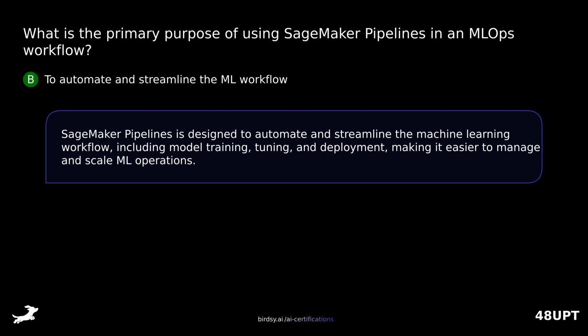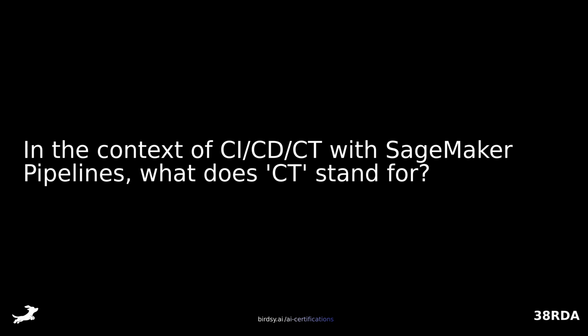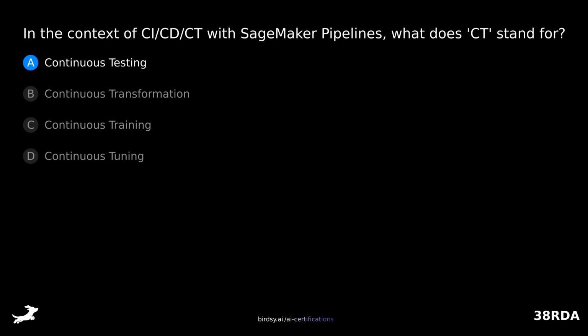SageMaker Pipelines is designed to automate and streamline the machine learning workflow, including model training, tuning, and deployment, making it easier to manage and scale ML operations. In the context of CI/CD/CT with SageMaker pipelines, what does CT stand for? Is it A, continuous testing, B, continuous transformation, C, continuous training, or D, continuous tuning?